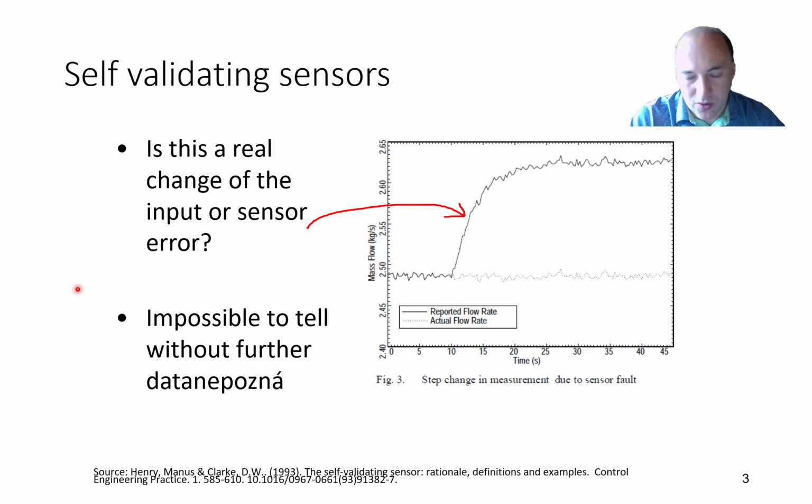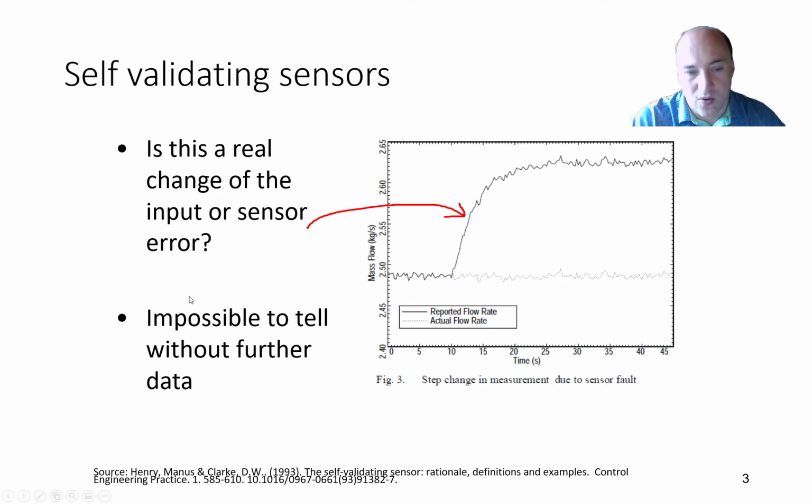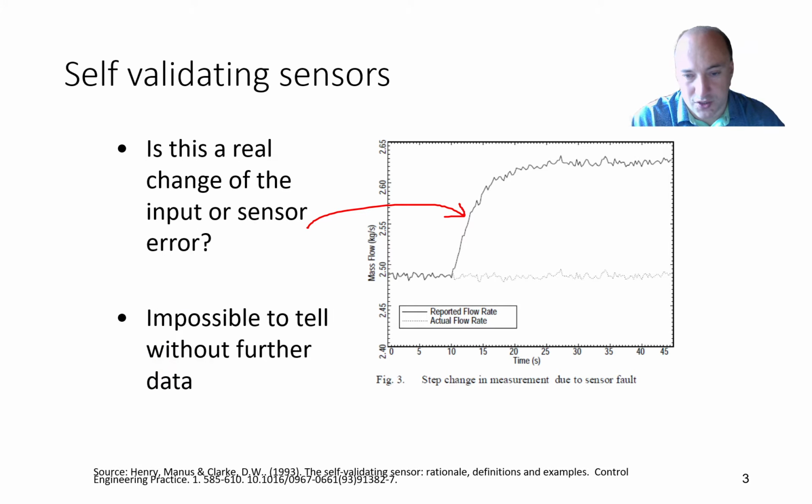I will also talk a little bit about the topic that's called self-validating sensors. And this is nothing else than a sensor that has those algorithms embedded. So we will be able to tell if the sensor measures correctly, or if we will have some trouble in the sensor. So here is such an example.